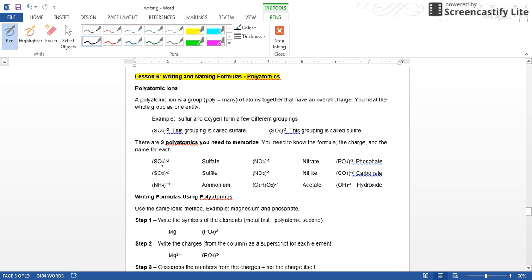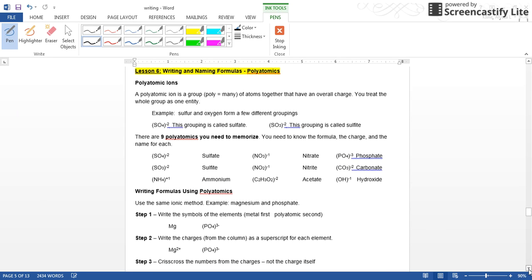So this one with this charge, so 4 oxygens bonded to 1 sulfur with a -2 charge, is called sulfate. It's the formula for sulfite, ammonium, nitrate, nitrite. Notice that the difference in AT versus IT is 1 less oxygen. This is called acetate, hydroxide, carbonate, and phosphate.